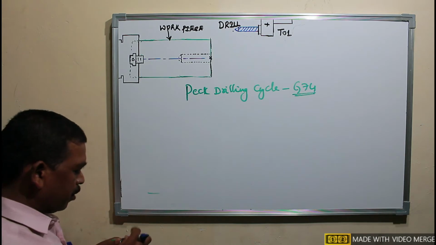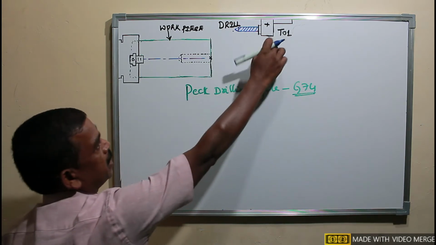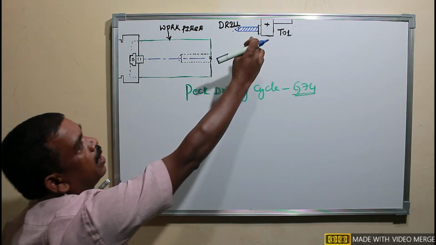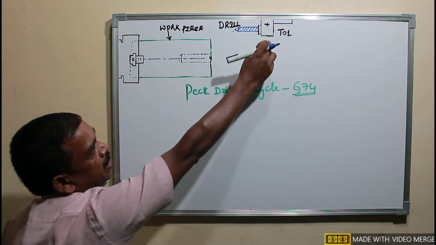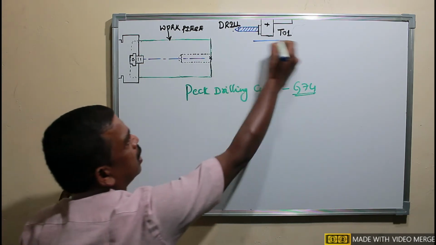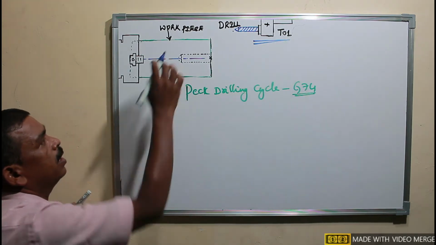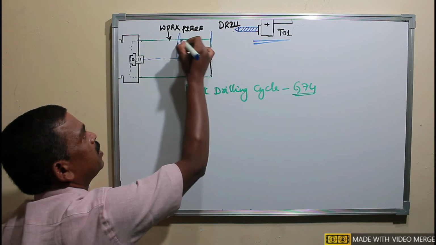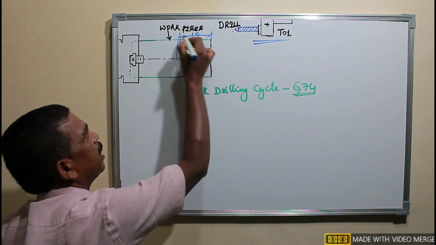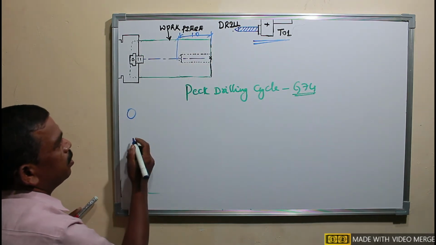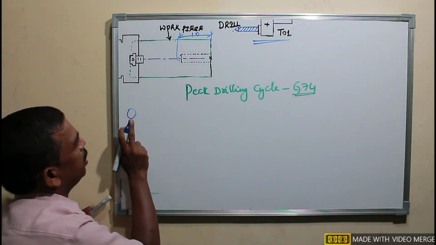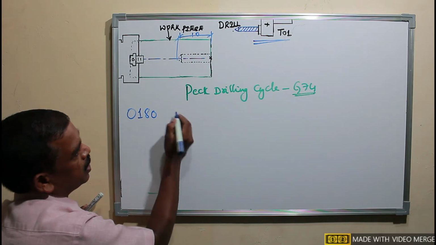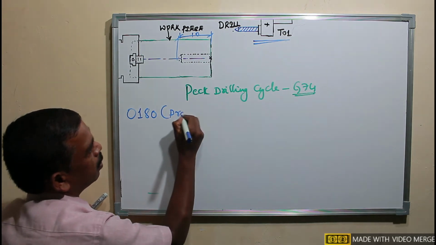For writing the program, the tool number, in my machine the drill bit is fixed at station number 1. Therefore, it is tool number 1. This is the workpiece. The whole depth is 10 mm. As you know, the program will start with writing O180. This is the program name.